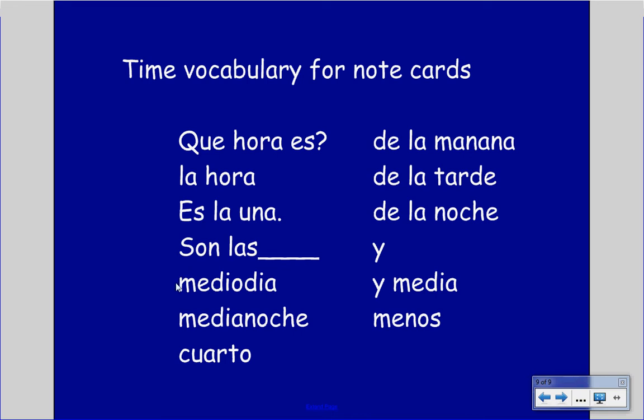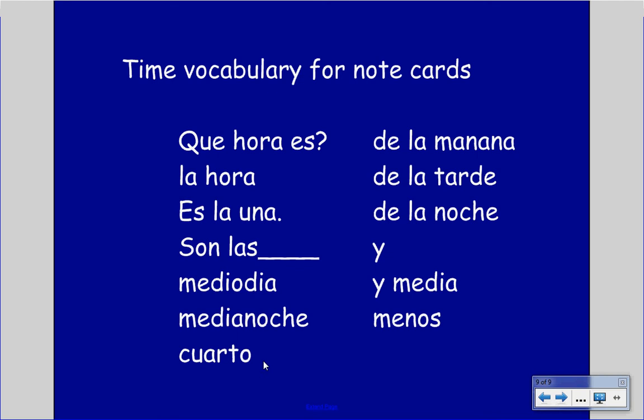Mediodía means it's midday or noon. Medianoche means it's midnight. De la mañana means in the morning. De la tarde means in the afternoon. De la noche means in the evening. Y means and. Y media means like half hour. So like and 30 or 1:30, 2:30, 3:30. Menos means minus.